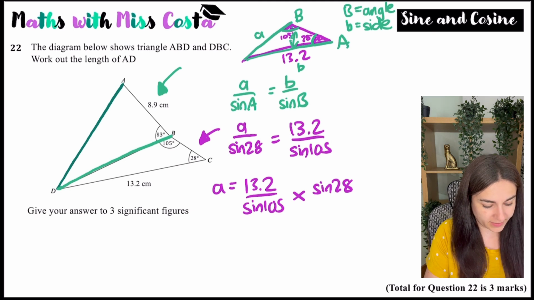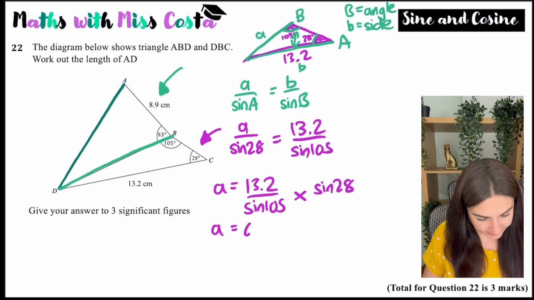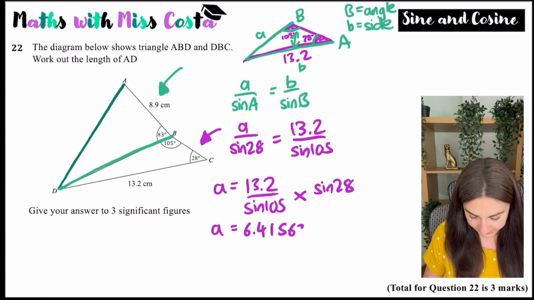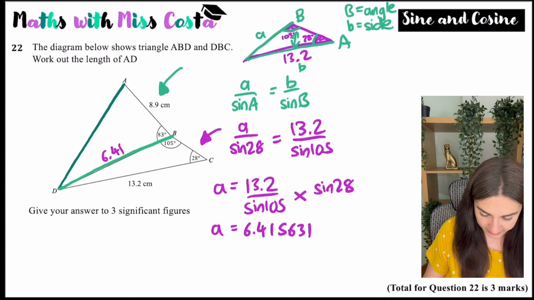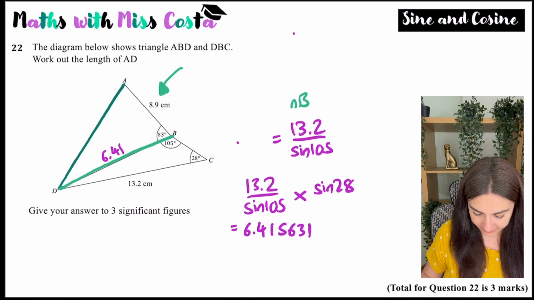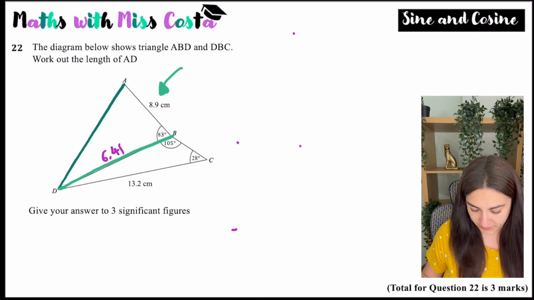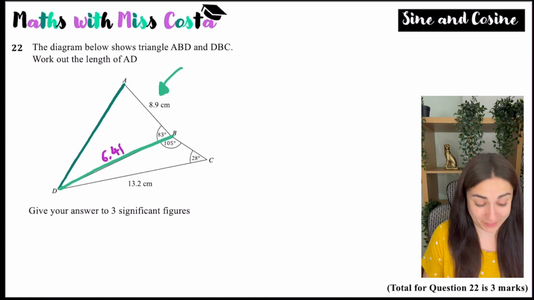Didn't close the bracket. Let's just check. Yeah. So A is 6.415631. So this length here is 6.41. I'm just going to write it out here on the top just to save for later in case I need it. That's just what I always do, because it's an exam. I want to be careful.